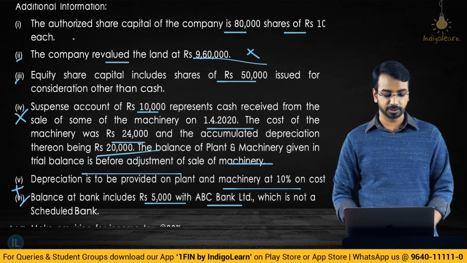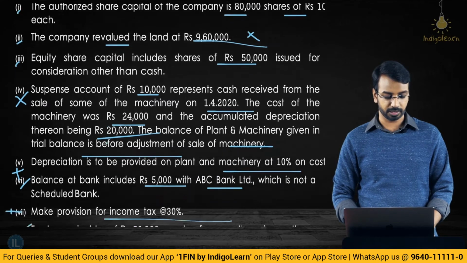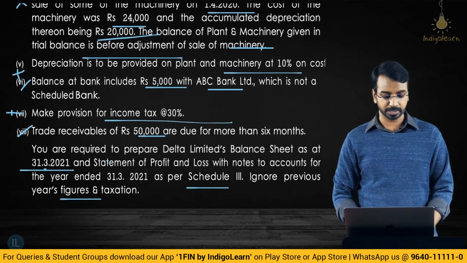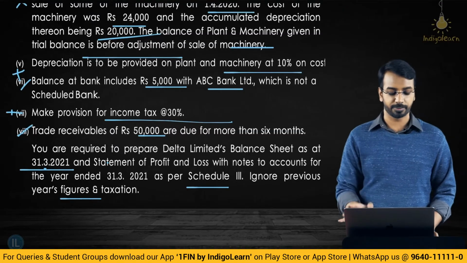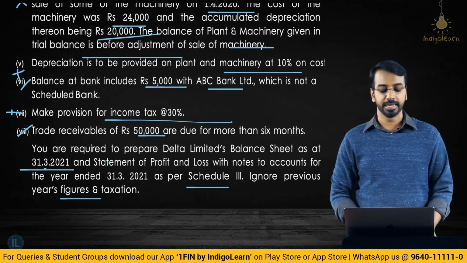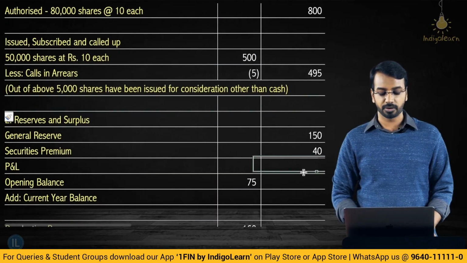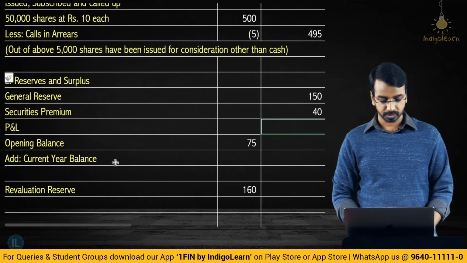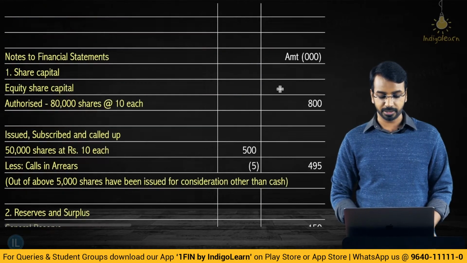This is taken care. Revaluation is taken care. Authorized share capital also we have taken care. Right. Provision also both the impact is given. Trade receivables also we have disclosed separately. Schedule and unschedule also we have disclosed separately. Now, what do we do? P&L balance we have to update here. Current year balance. How much is the current year balance?